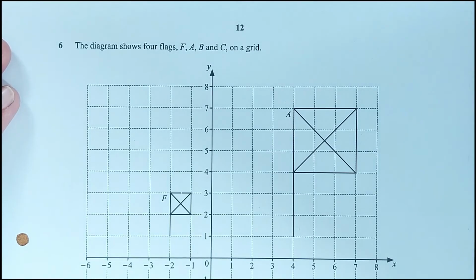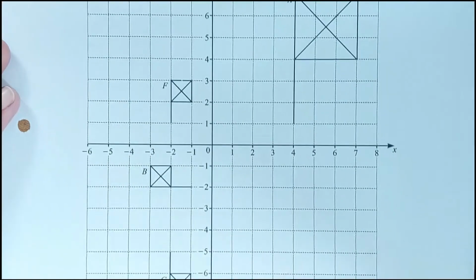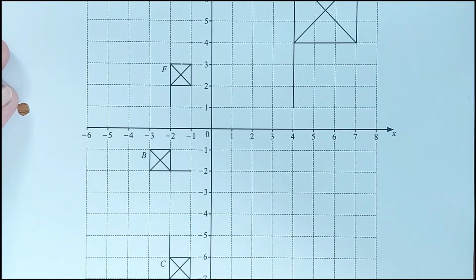Question number 6, the diagram shows 4 flags F, A, B and C on the grid. So this is F, this is A, we have B and C. All right.